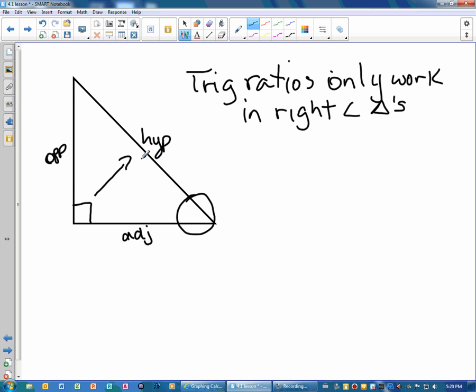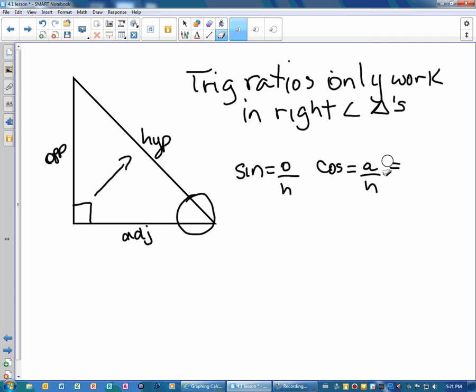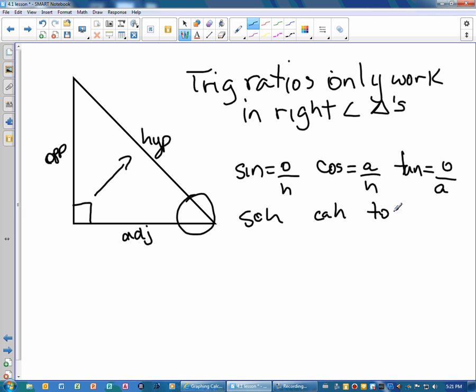Okay, so remember, sine is opposite over hypotenuse, cosine is adjacent over hypotenuse, and tan is opposite over adjacent. Again, that's where that funny SOH CAH TOA comes from. So it only works if we have a 90-degree triangle.